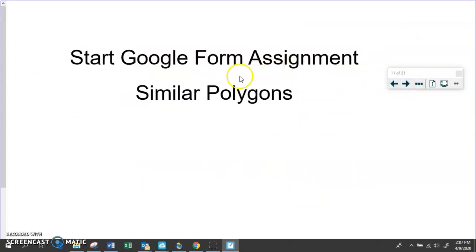All right, so there's a few problems on the Google form for similar polygons. You can start working on those, and then when you finish that section, there's going to be another video to finish up the lesson for today.